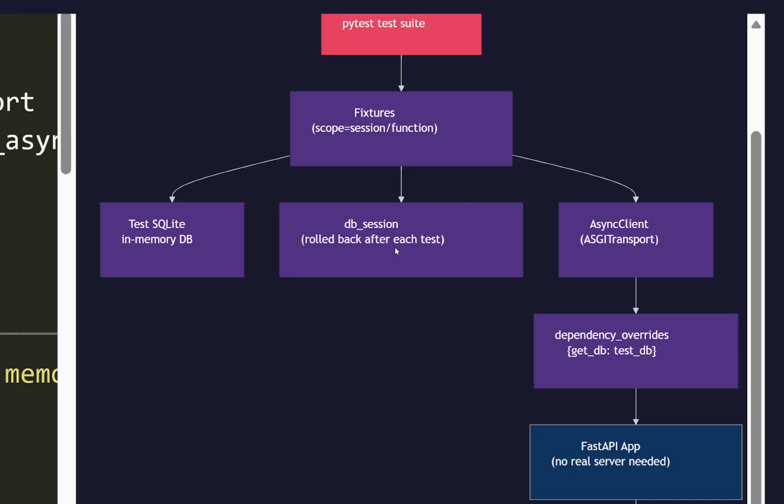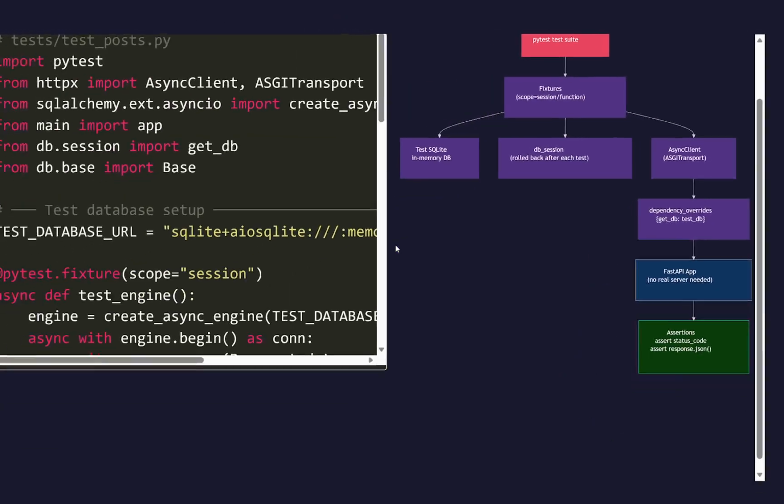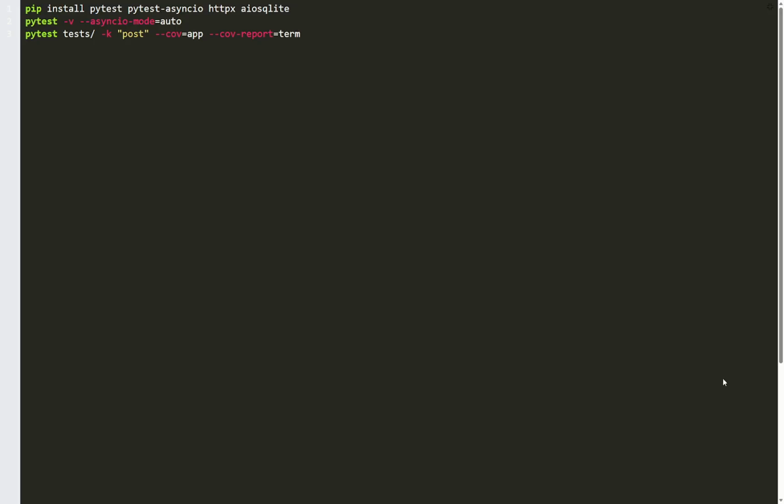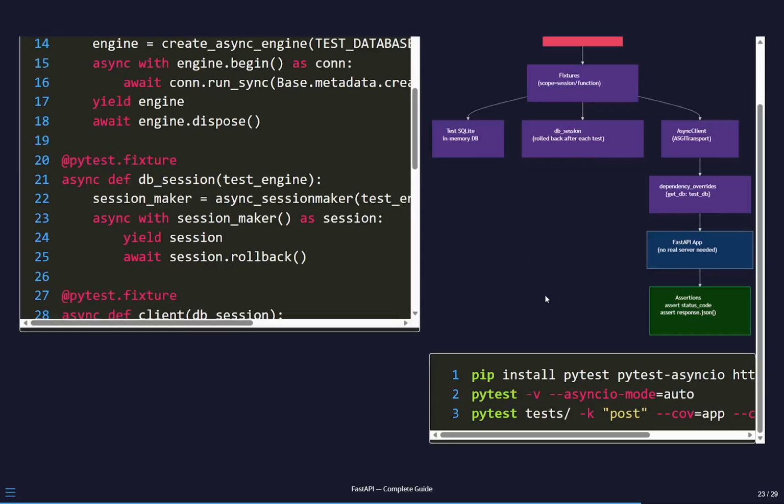Click. Install pytest, pytest-asyncio, HTTPX, and aiosqlite. Run pytest. Asyncio mode equals auto for automatic async test discovery. Add --cov=app for coverage reporting. A healthy FastAPI project targets 80% or higher coverage.